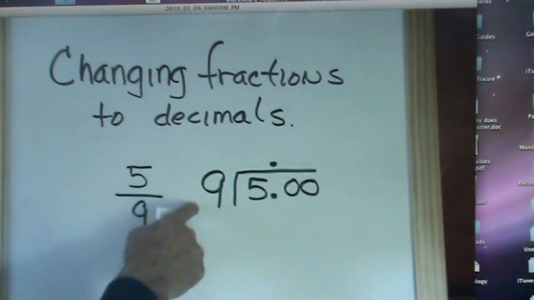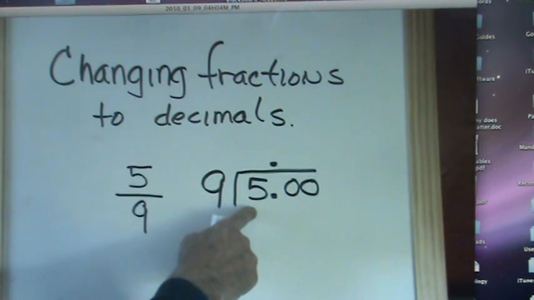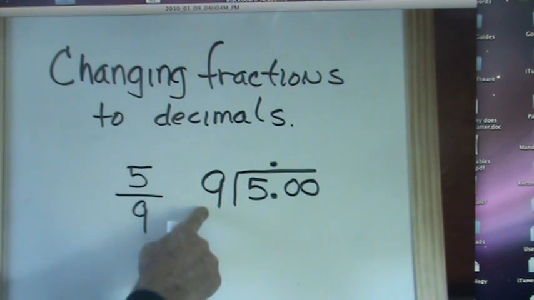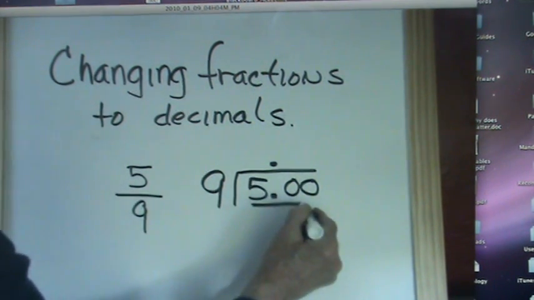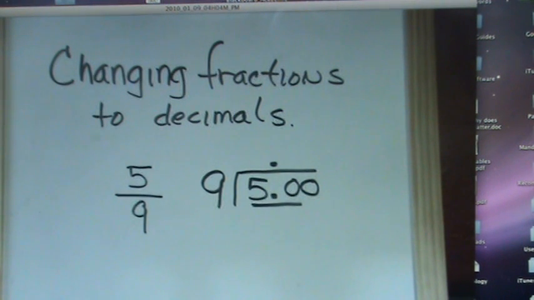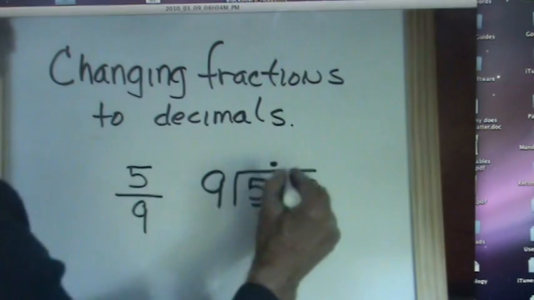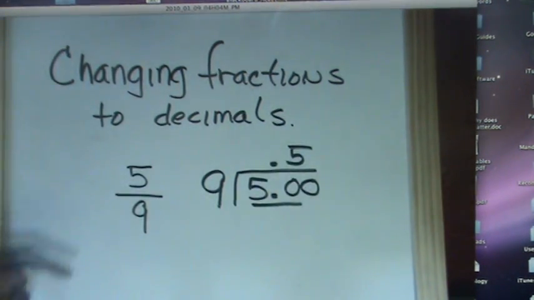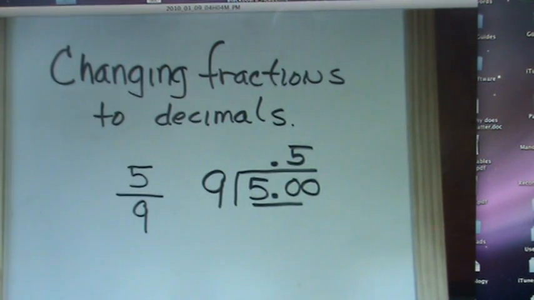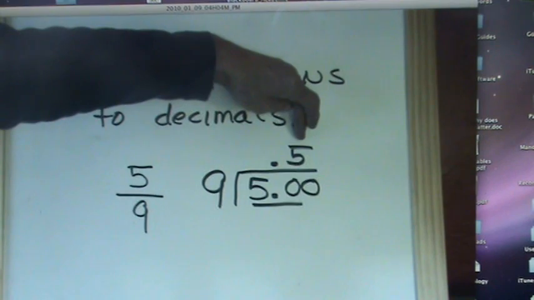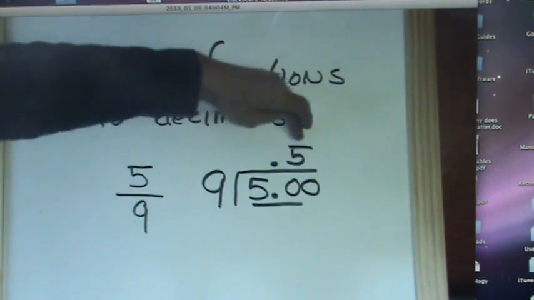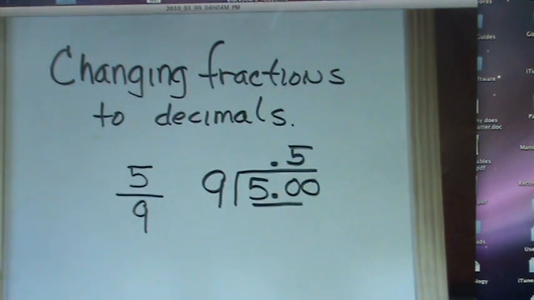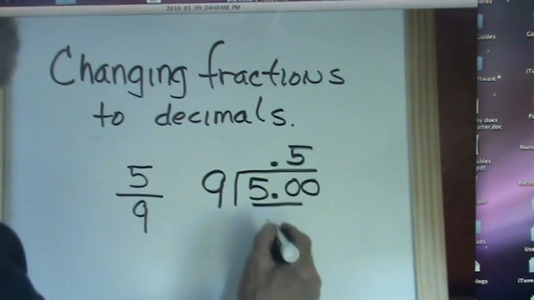Now, 9 cannot go into 5. I can't divide 9 into 5 because 9 is too big. But I can say 9 goes into 50. Now 9 goes into 50 5 times. So I've done my division. Now I multiply. So what do I multiply? I multiply the last number I put up here by the divisor. 5 times 9 is 5, 10, 15, 20, 25 is 45.